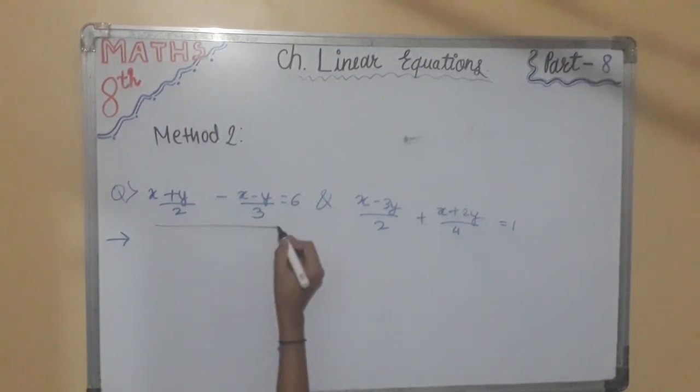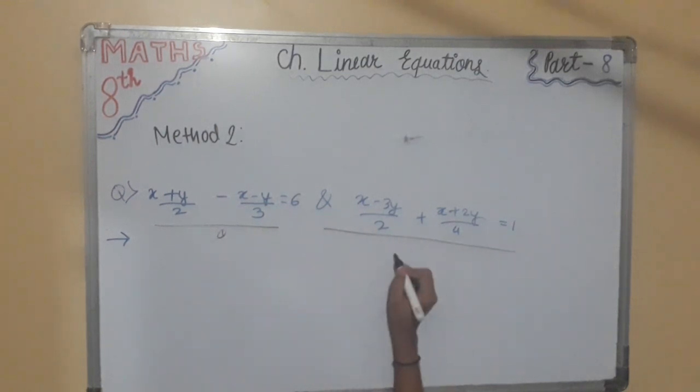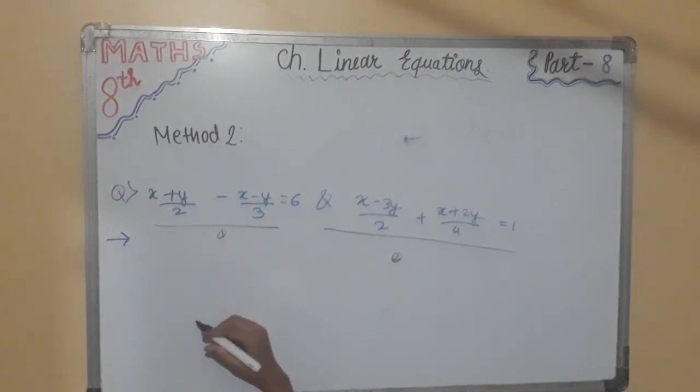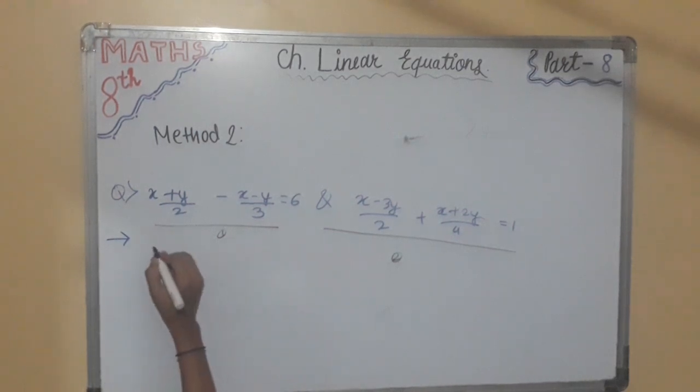First of all, this is the first equation and this is the second equation, and we have to find the values of x and y. These are in fractions and their LCM is not the same. So first of all, we'll make the LCM the same.